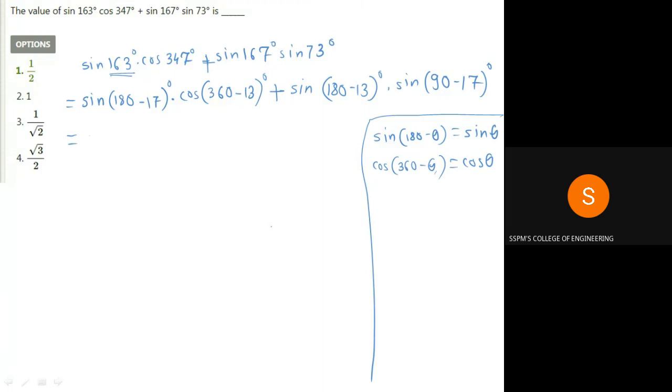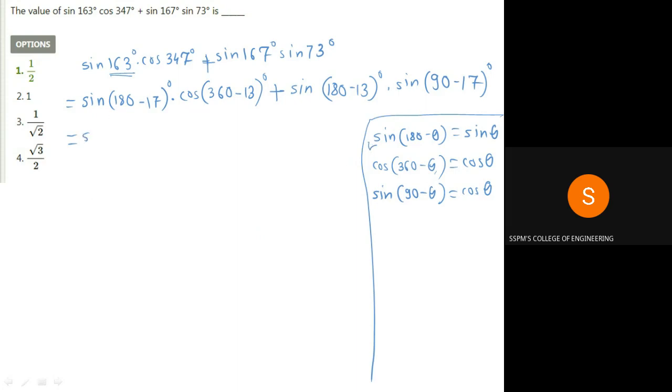And sine 90 minus theta. What is sine 90 minus theta? Sine 90 minus theta is equal to cos of theta. This we have seen in previous example. Okay, so we now replace it. So what is sine 180 minus theta? What is in first group? Sine 180 minus theta is sine theta.